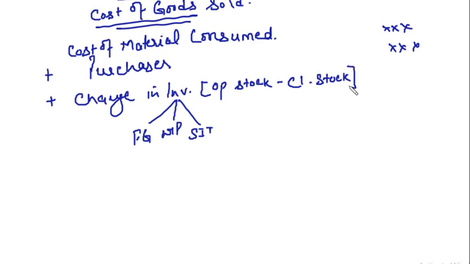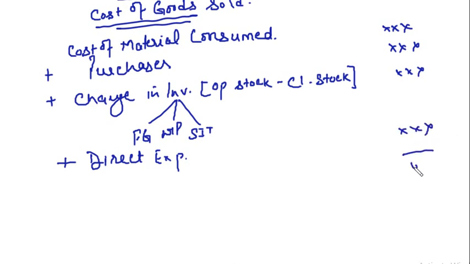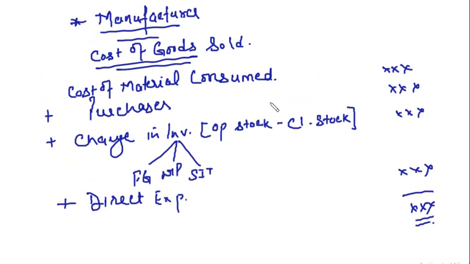Change in inventory. What do you have? The opening stock. What is your closing stock? The net effect is the change in inventory. Plus any direct expenses if given. So if you are a manufacturer, you will calculate the cost of the goods sold in this way. You will find out the cost of material consumed. More or less it will be given in the question. At your level it will be given.